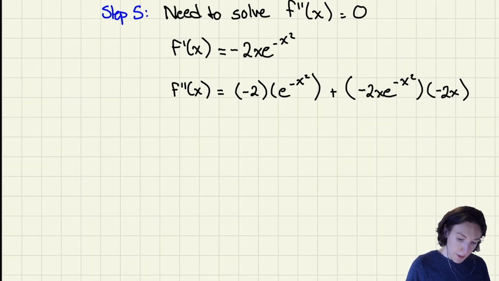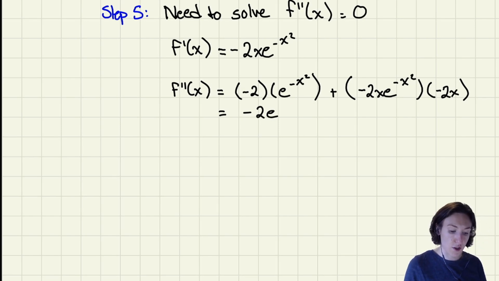So now let's see what we have here. So we're going to have negative 2. And since I actually have an e in both my terms, to make my life a little bit easier, I'm just going to factor out that e right away.